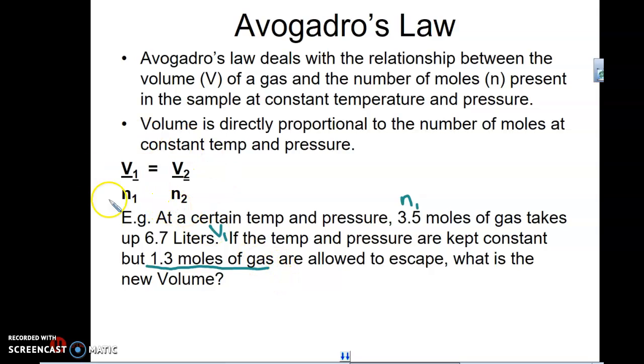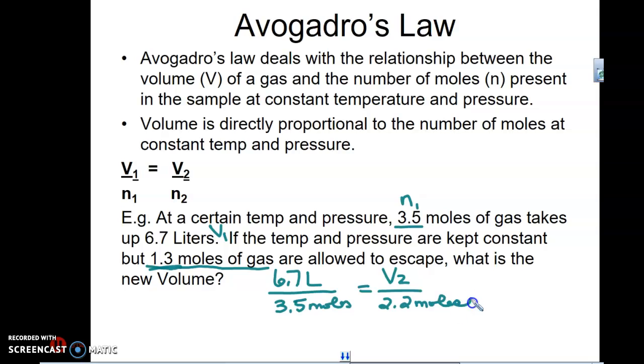And so using this formula right here, I'm going to put 6.7 liters here. The initial is 3.5 moles of gas. And we don't know what V2 is, but we do know that 1.3 moles of gas are allowed to escape. So 3.5 minus 1.3 is going to leave us in that container only 2.2 moles. And so when we cross multiply here, we're going to go 6.7 times 2.2 and get 14.74.